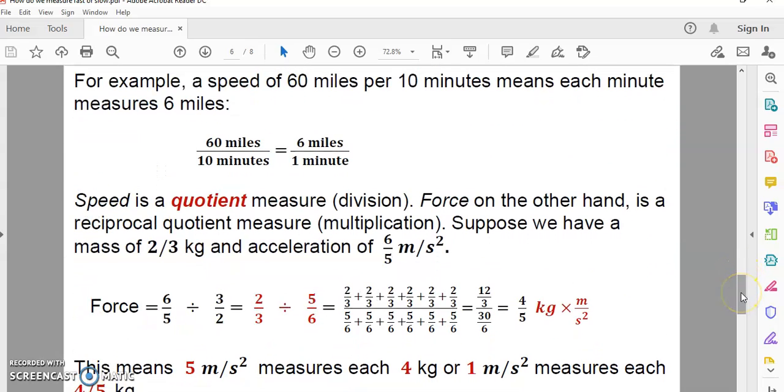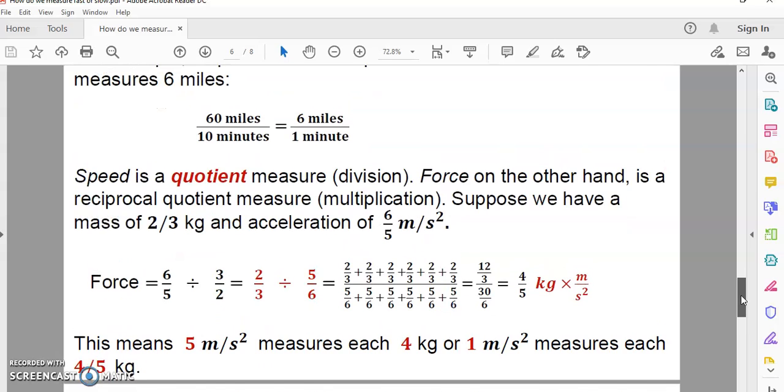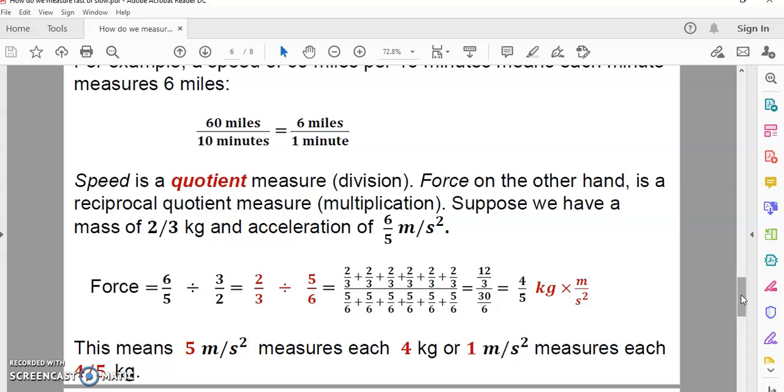A speed of 60 miles per 10 minutes means each minute measures 6 miles, okay? So that means in order to cover 6 miles, we need to have a time elapsed of 1 minute. So speed is a quotient measure, in other words, division. Force, on the other hand, is a reciprocal quotient measure, which is multiplication.